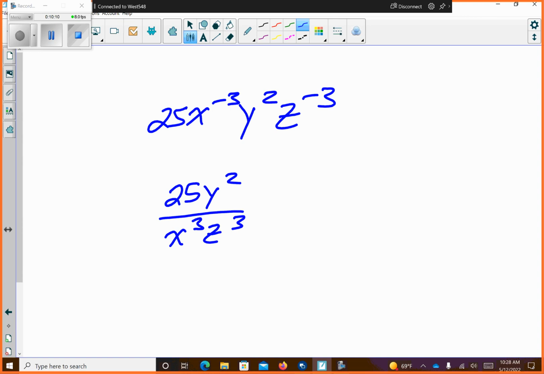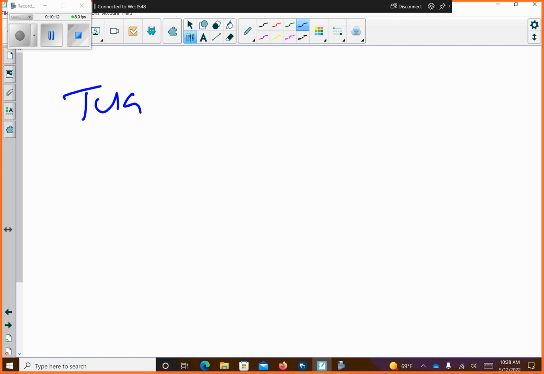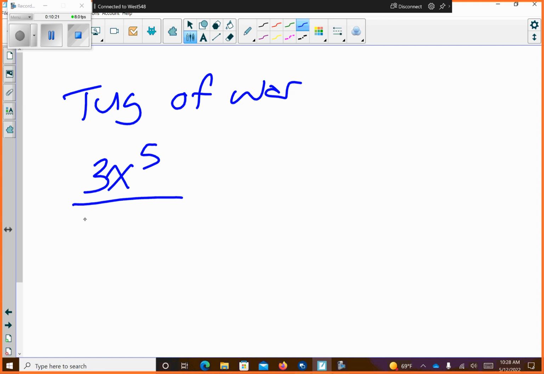And then we did something that we called tug of war. Okay, that's where things are pulling. Okay, so let's say you have 30x to the 5th over 12x to the 7th. Okay, first thing we need to do is 3 over 12 reduces to what? 1 over 4. Very good.